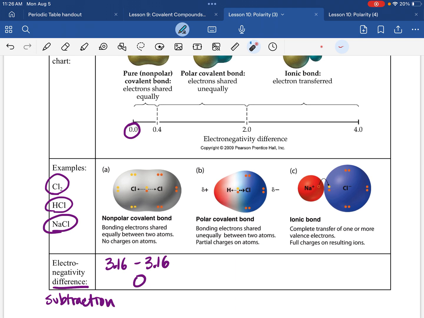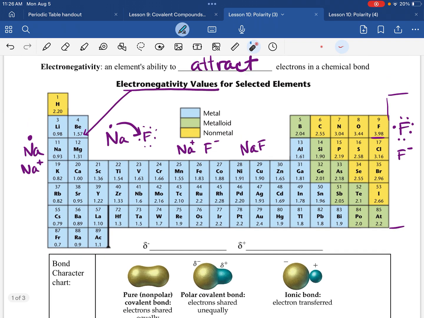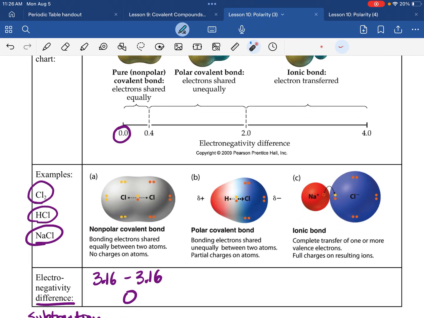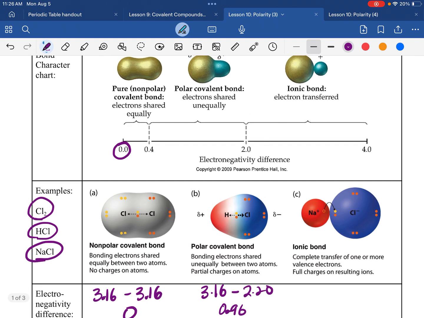So now let's take a look. Let's say we have hydrogen now interacting with chlorine, hydrochloric acid. If we look up hydrogen, hydrogen's electronegativity value is 2.2. So let's find that difference now. We're going to have chlorine, 3.16 minus 2.20. And for that one, we get 0.96.